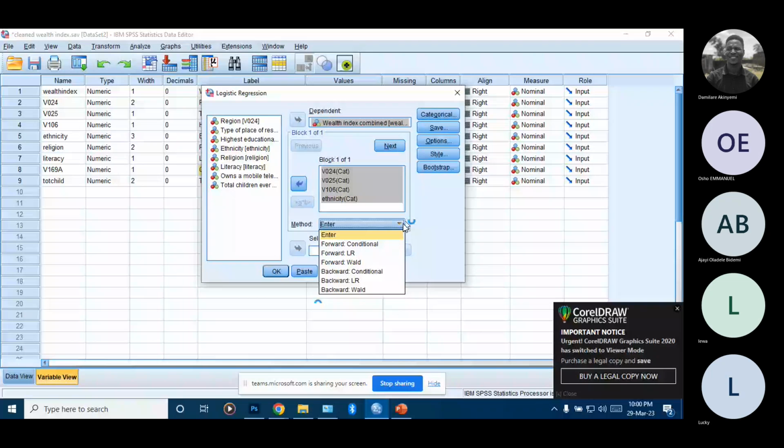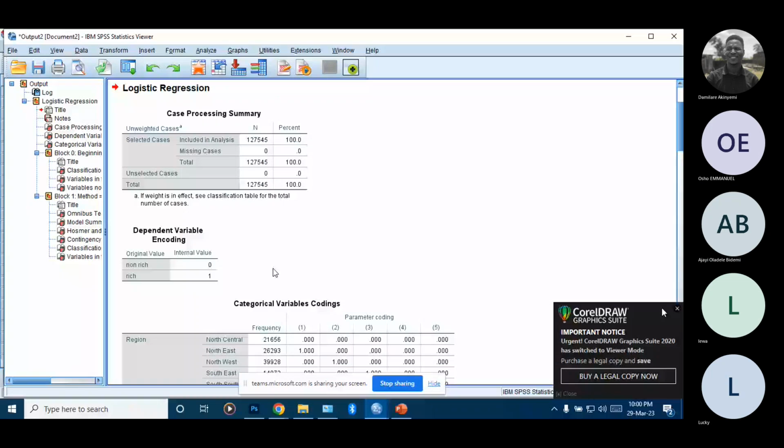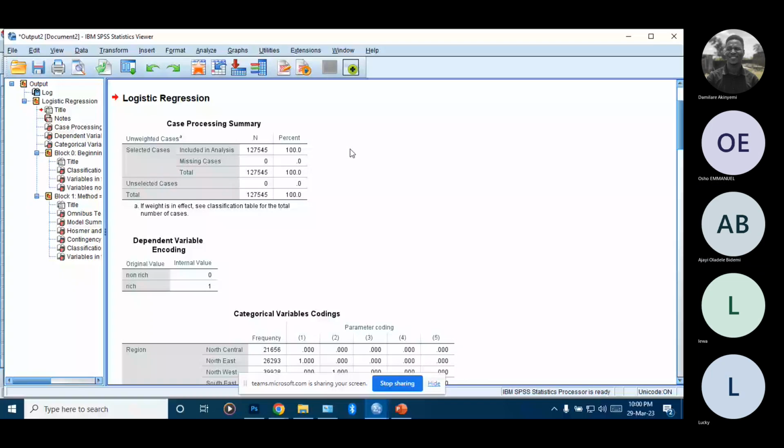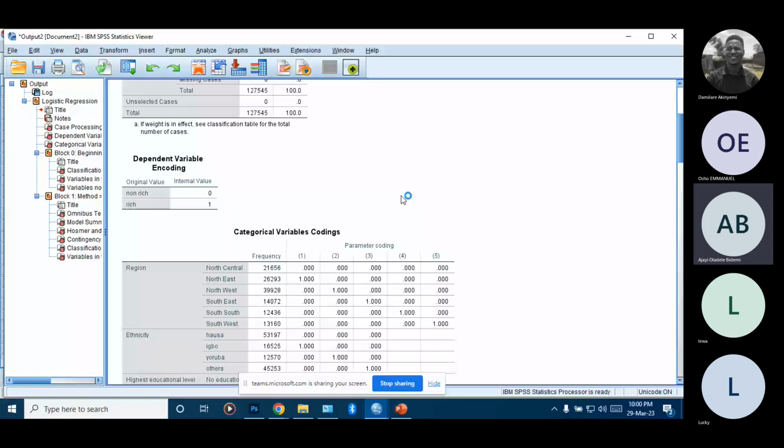Here we have my output. The first table here is just our case processing. We don't need it, it's just telling us if we have missing values in our data set. And we can see here that there was no missing observation. So let's move on. Now, the dependent variable encoding shows us how it's coded our dependent variable. The non-reach is 0 and the reach is 1.